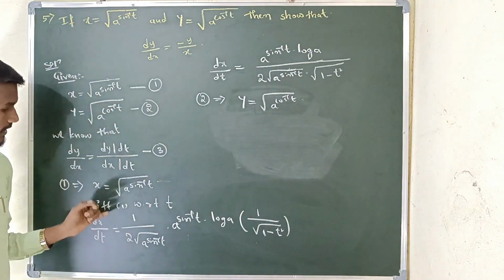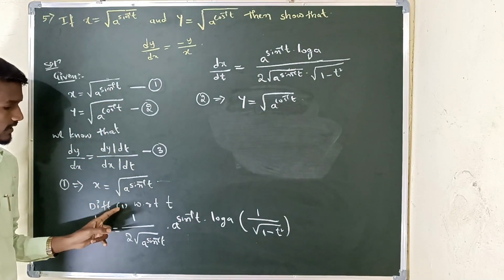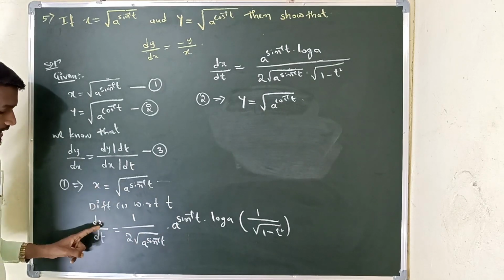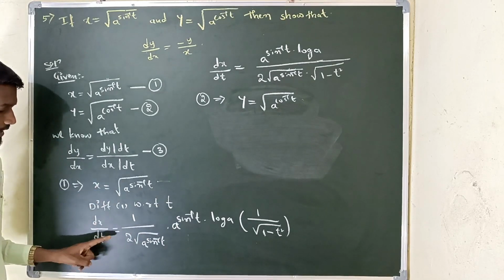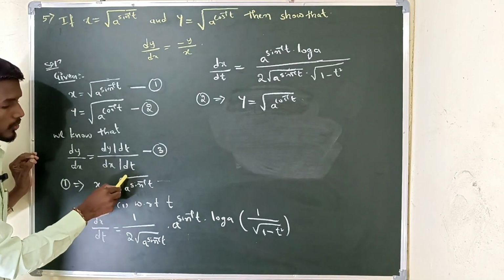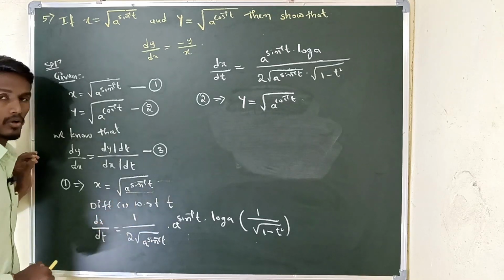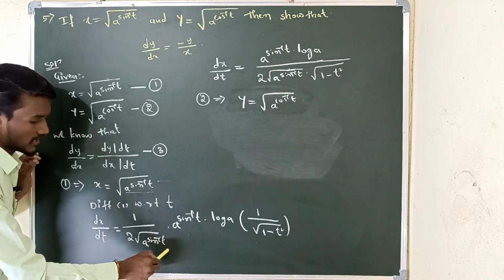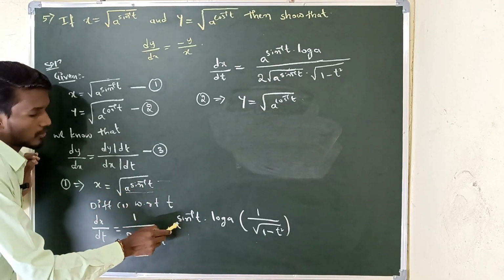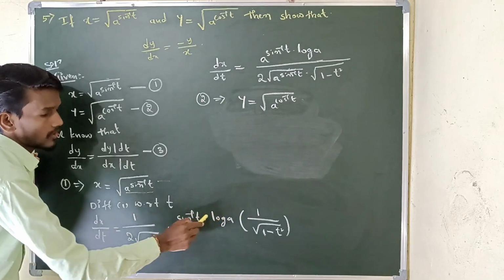First you have to listen to this one. I have taken equation number 1, then I am differentiating with respect to t. Derivative of x with respect to t, it is dx divided by dt is equal to, first you have to apply the derivative of root x. Root x derivative is 1 divided by 2 root x. It is x only, you are keeping it as it is. Then a to the power x: you have to apply a to the power x into log a.